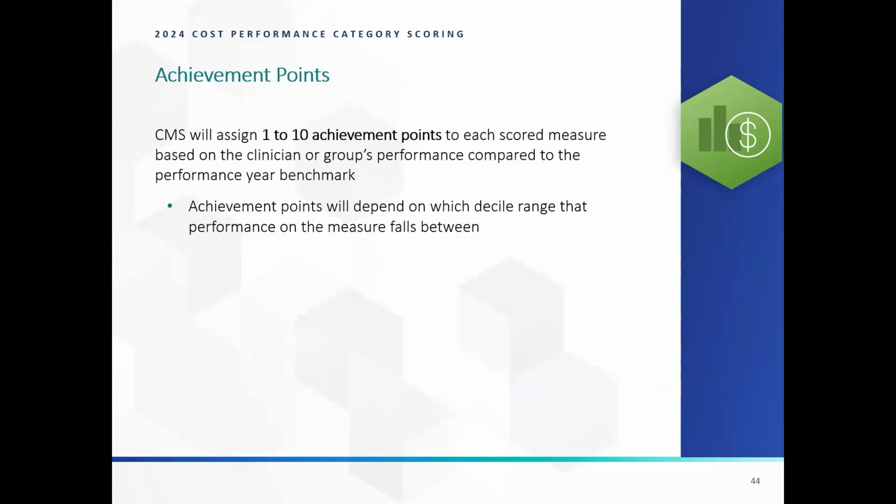CMS will assign between 1 to 10 achievement points for each scored measure based on the clinician or clinician's performance compared to the performance year benchmark. And achievement points will depend on which decile range that performance on the measure falls between.